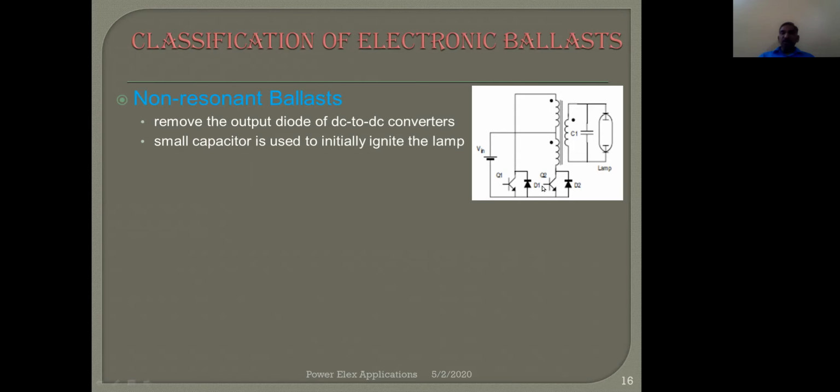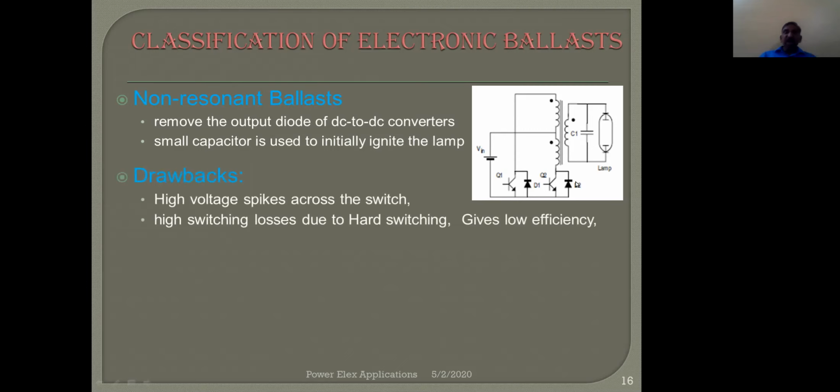If the output diodes are removed, then this will generate a high frequency signal here, and the flyback action will not take place. But the drawback is it generates a high voltage spike because this action of protection will not be there, and naturally high switching loss. So efficiency gets reduced because hard switching is always an undesirable phenomenon because the switch undergoes higher stress of higher voltage and current at the same time. So it must be avoided as far as possible.